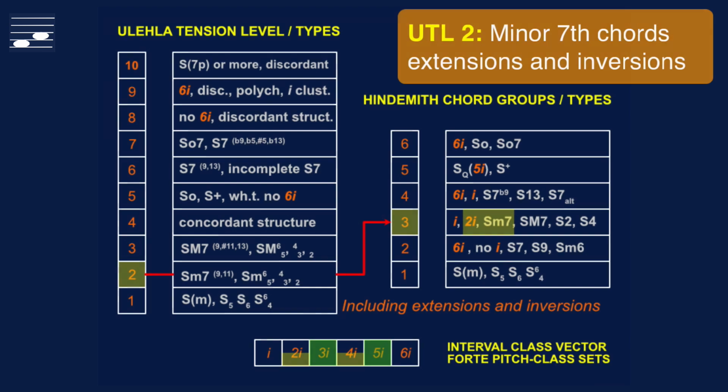At level 2 we find the minor 7th chords with extensions and inversions. Note that Hindemith puts these in chord group 3, with higher tension level than the simpler chords with tritone in group 2. These structures contain mildly dissonant major second intervals 2i.